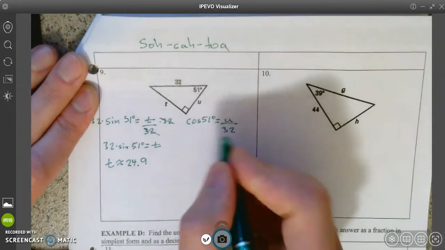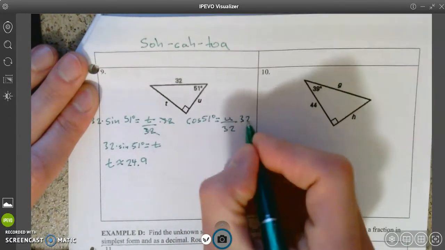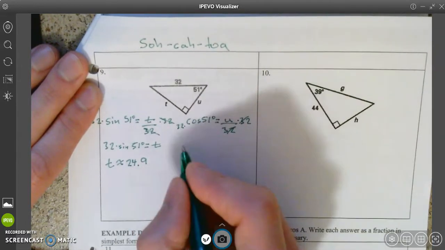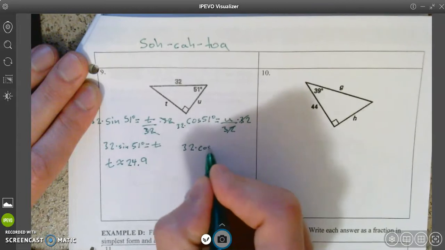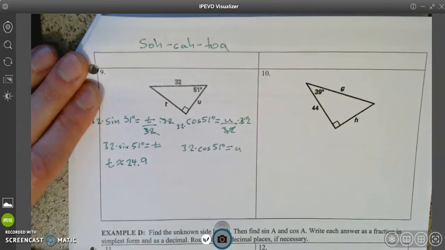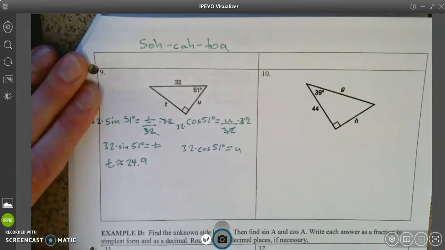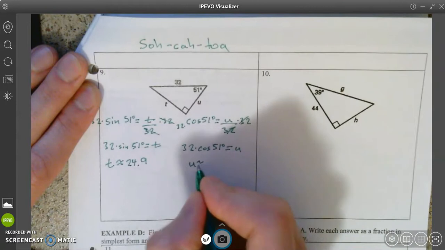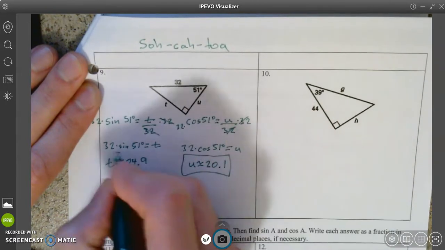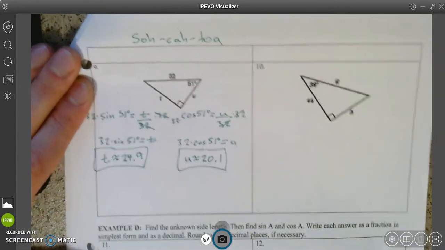And then with this one, also multiply by 32 on both sides. So times 32, 32 cancels there. So this is 32 times cosine of 51 degrees equals u. So 32 times cosine of 51 degrees, and that gives me u is approximately equal to 20.1. So those are those two variables.